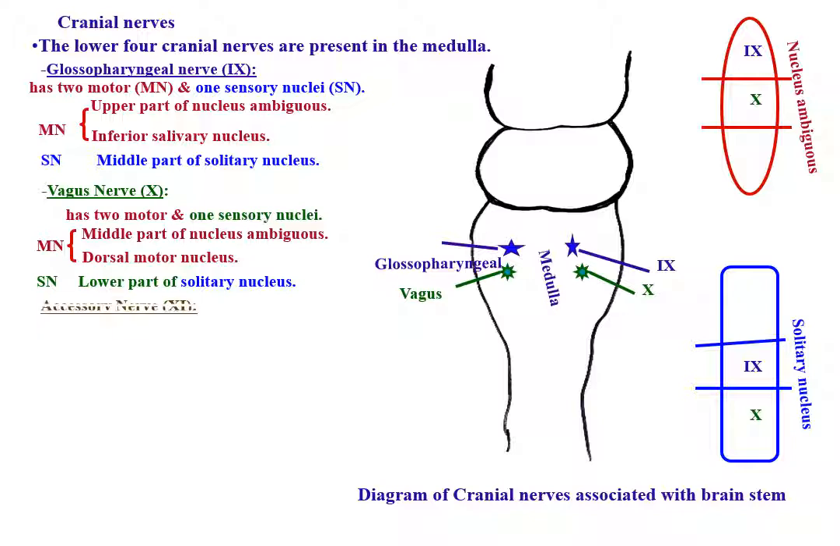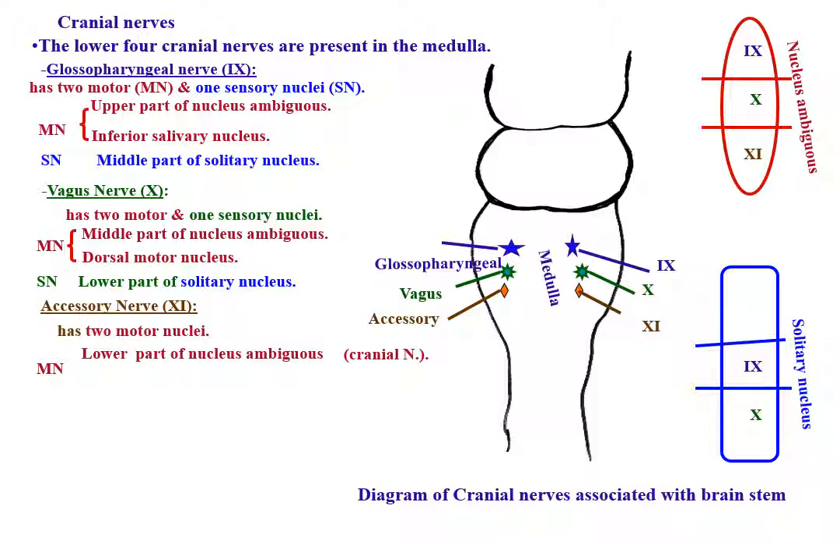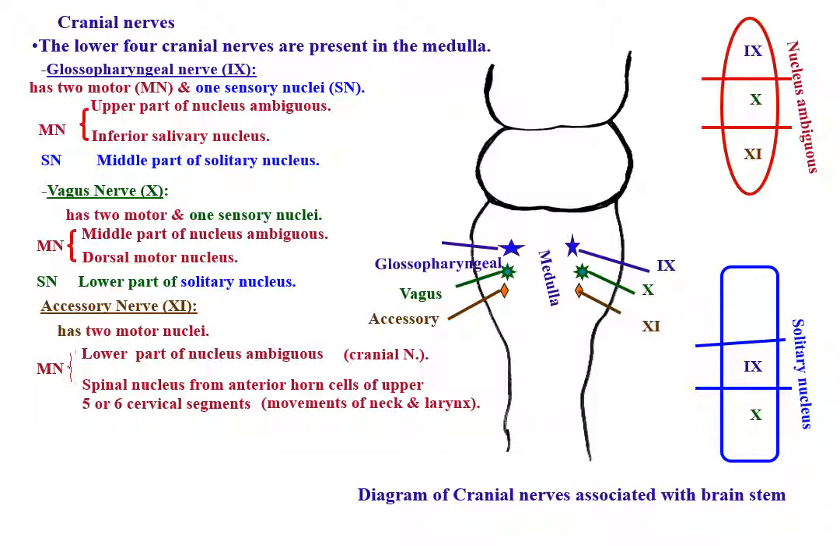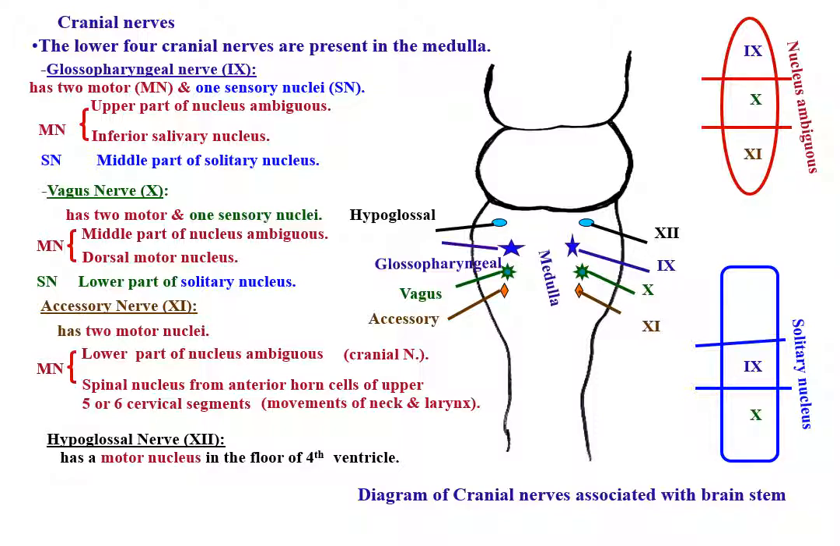Accessory nerve, nerve number 11, has two motor nuclei: the lower part of the nucleus ambiguus, the cranial nucleus, and the spinal nucleus from the anterior horn cells of the upper 5 or 6 cervical segments. It is concerned with the movements of the neck and larynx. Hypoglossal nerve, nerve number 12, has a motor nucleus present in the floor of the fourth ventricle for tongue movements and speech.